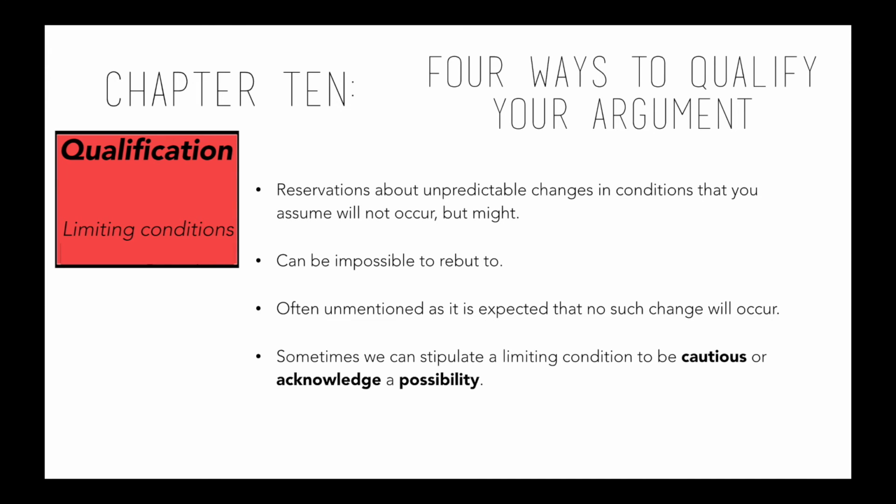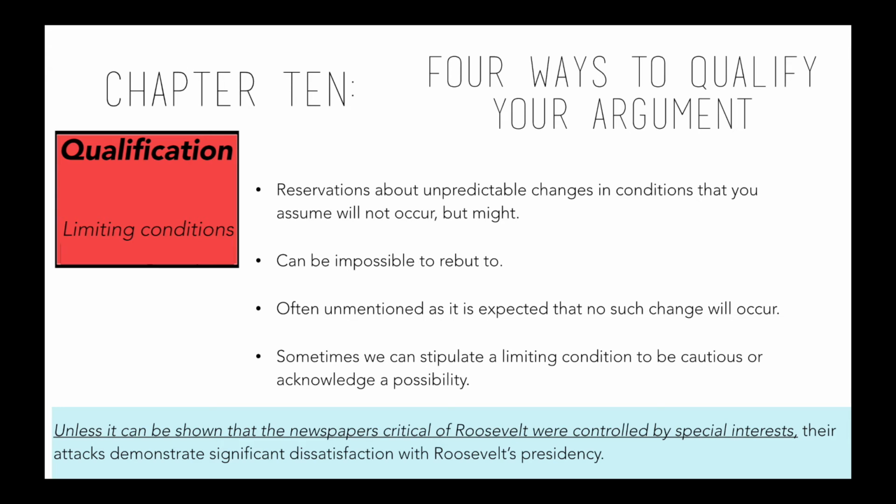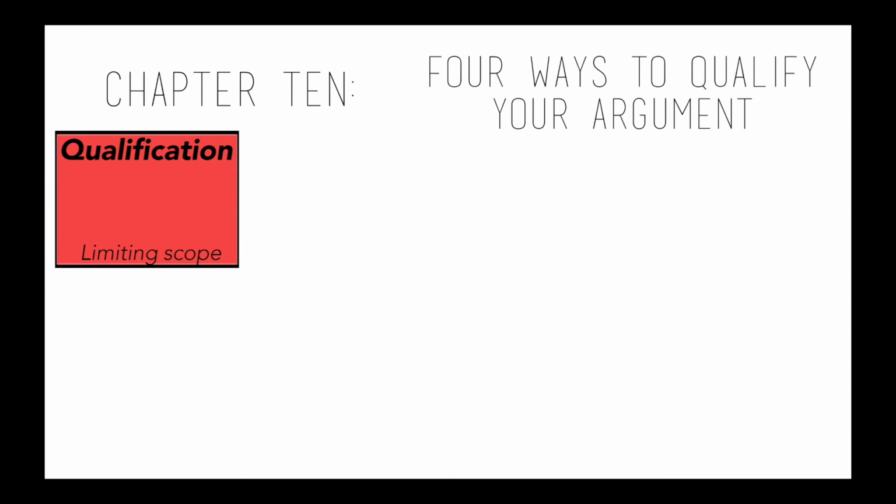But sometimes we can stipulate a reservation in order to be cautious or to acknowledge a foreseeable and reasonable possibility. For example, we can say, unless it can be shown that the newspapers critical of Roosevelt were controlled by special interests, their attacks demonstrate significant dissatisfaction with Roosevelt's presidency. The qualification, which is in italics and is underlined, leaves room for the reservation that the newspapers were controlled by special interests. Limiting the scope and certainty of your claim and evidence can also qualify your argument.